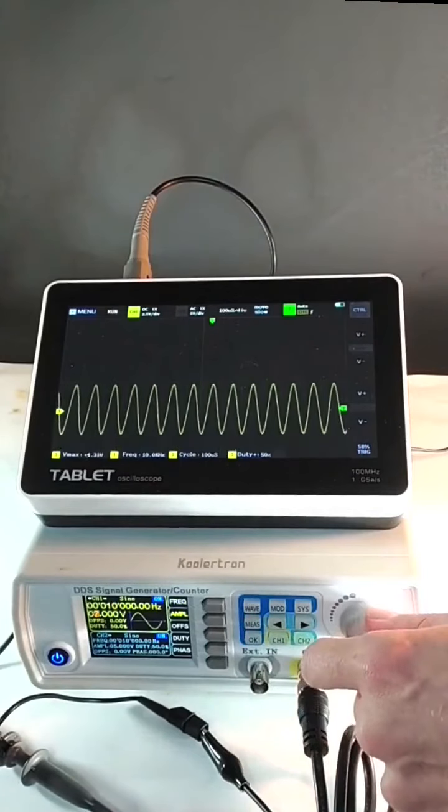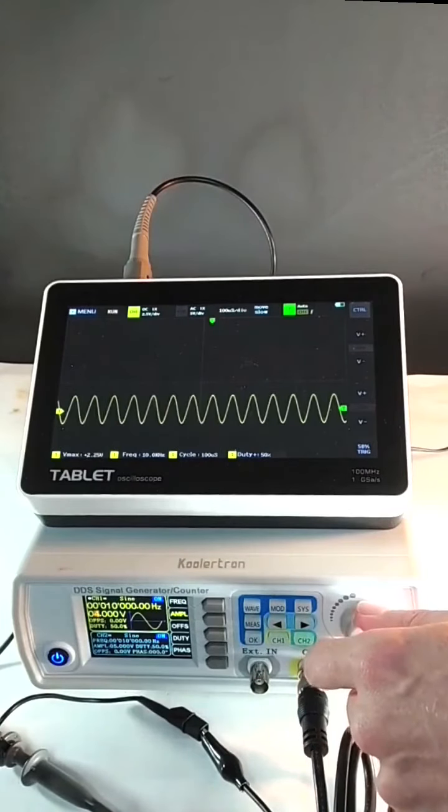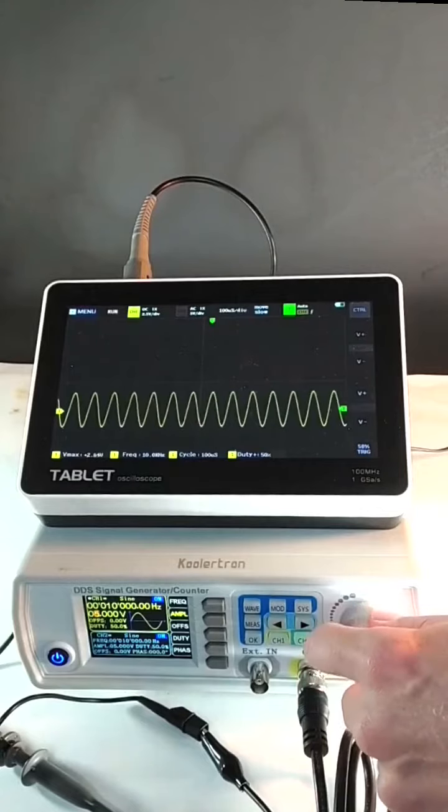Amplitude is the height of the wave from the center. See, the voltage changes the amplitude. Now I'm going to show different types of waves.